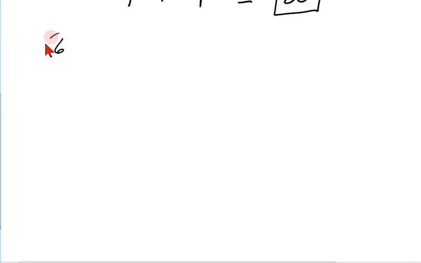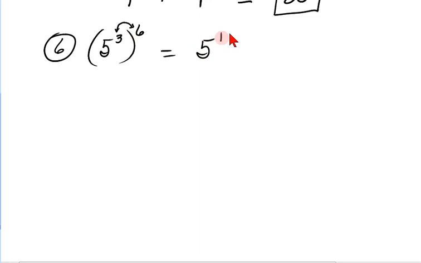Number 6, still using the properties. I have 5 to the 3rd raised to the 6th. Okay, the properties. Do I need to use the power rule? Yes, I do. And I can tell because I have these parentheses with the power on the outside. What goes on between these exponents when I'm using the power rule? Multiplication. So I'm going to have 5 to the 18th. And you will not be asked to expand that to its standard form because it would be tremendously large.